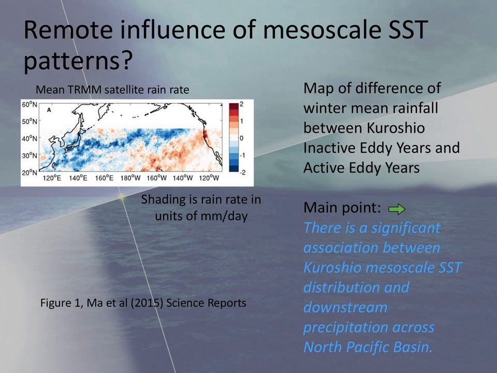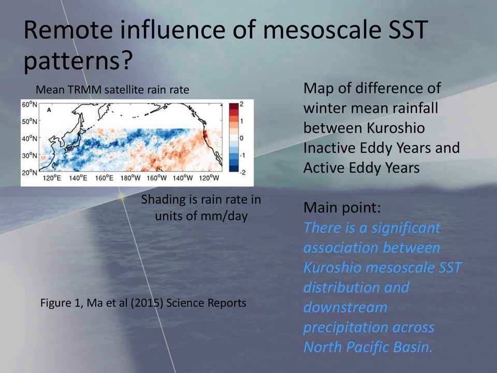So what this study points to is that there's an association between mesoscale SST distribution in the Kuroshio and the downstream precipitation into North America. They also went on to show that there were consistent impacts on the location of the storm track and the jet stream within the Pacific as well. So there is certainly some sort of non-local association between the mesoscale SST field and the atmospheric circulation. So we actually put this question mark up here because this study raises a lot more questions than it answers anything.